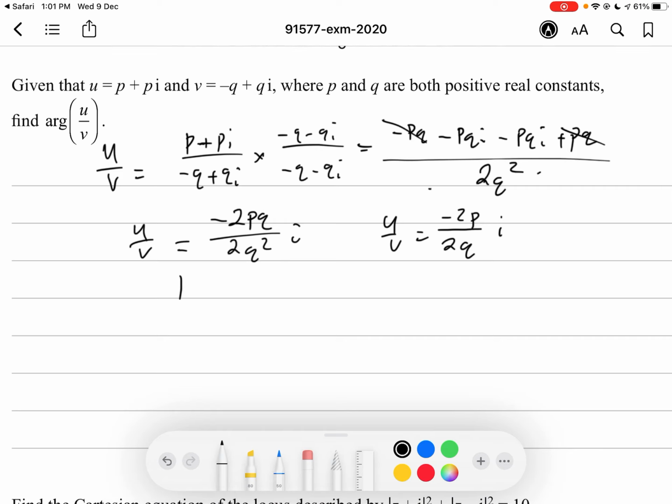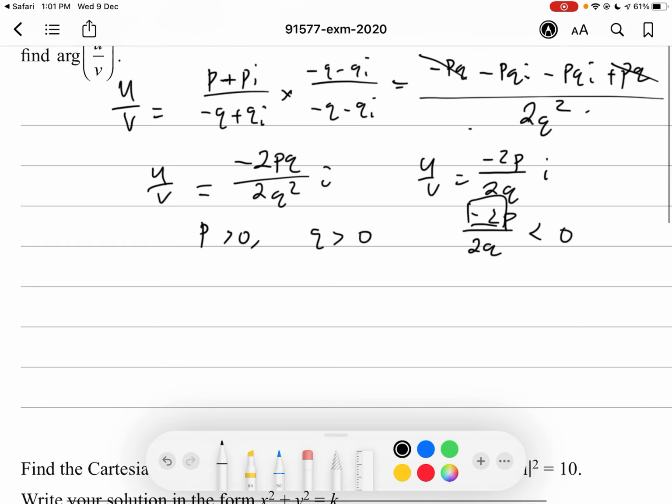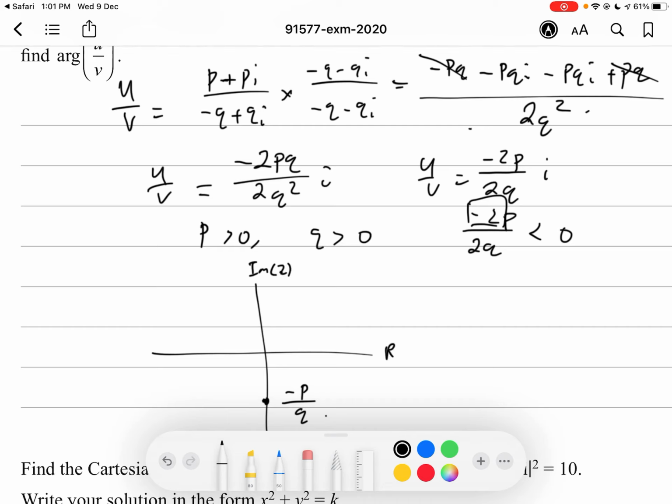Alright, we know that p is greater than 0, and we know q is greater than 0. So therefore we know that -2p over 2q must be less than 0 because of this -2 coefficient. And since this is an imaginary term, we can look at this on our Argand diagram at this position here. Actually, that can be simplified to just -p over q, to be honest. So -p over q. So that's our imaginary part here. This is our real part here.